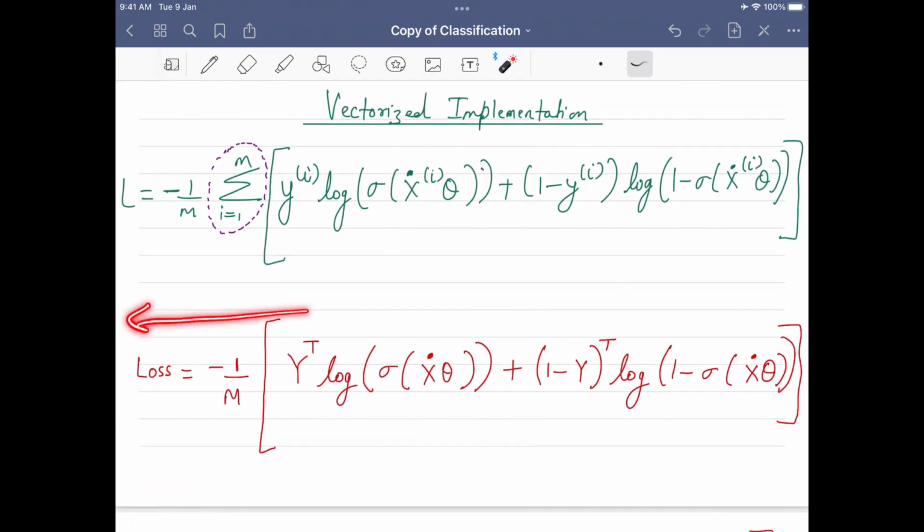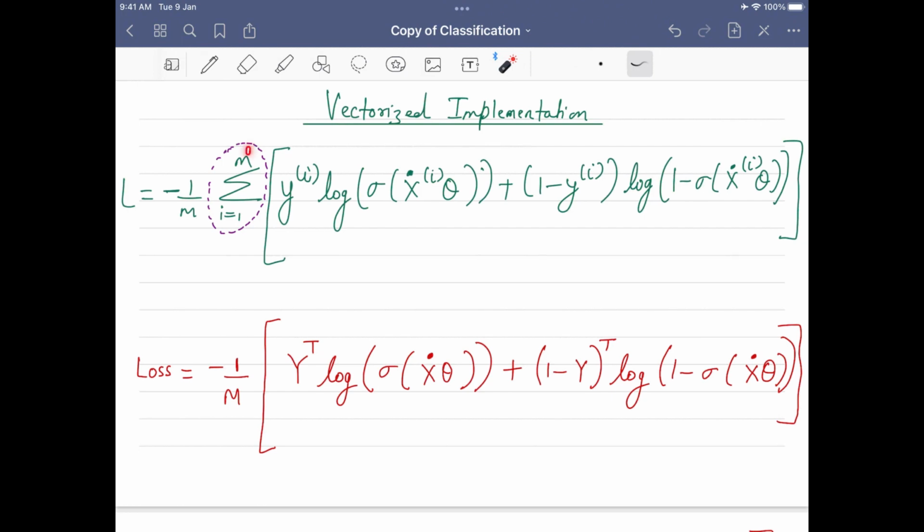So if you see here, this expression is actually, the summation sign is gone. If you see this summation sign is gone, and you can see now there is no indexing of yi at any of them. There is no yi, there is no x dot i. All of them are matrix. So all of them are matrix representations.